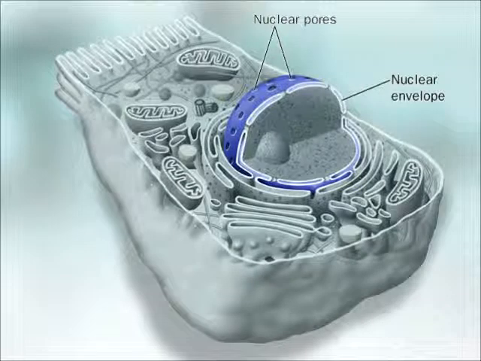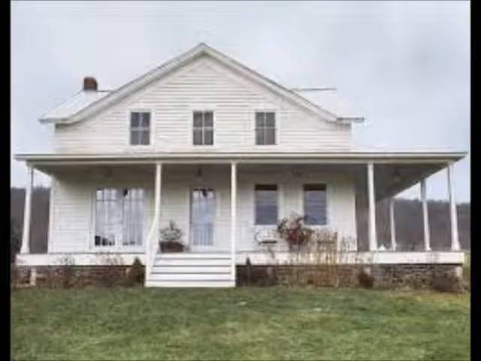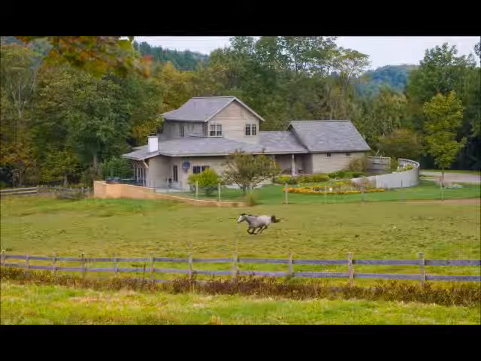The nucleus of a cell is the control center, and it tells the rest of the cell what to do. The farmhouse is like the nucleus because all the instructions for the farm come from it. And by it, I mean the farmhouse.